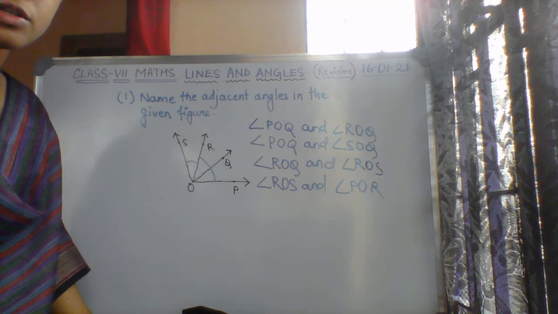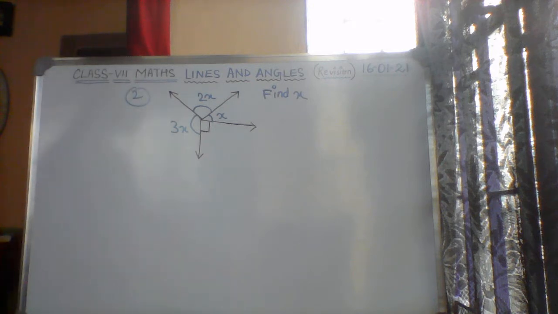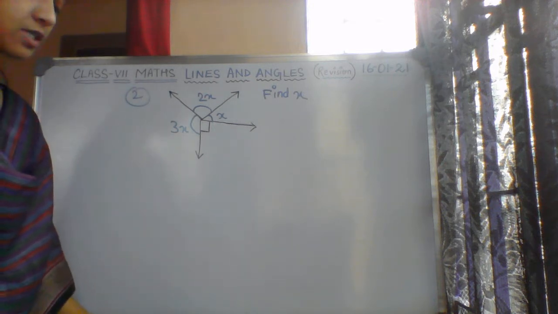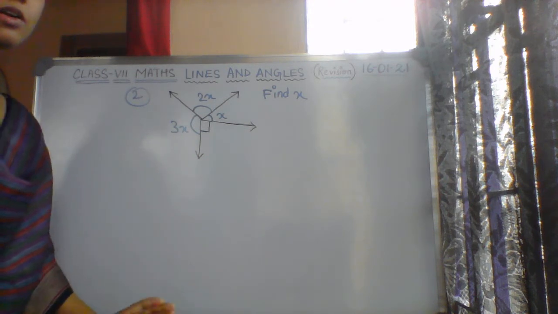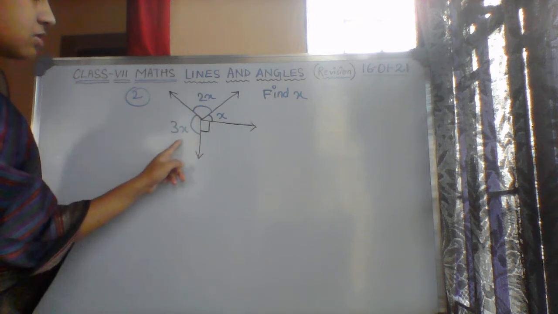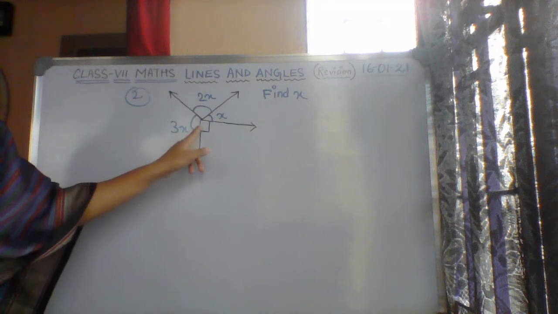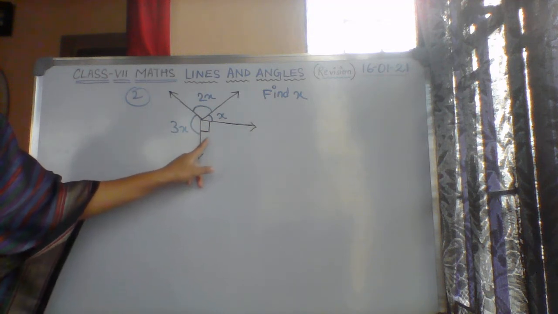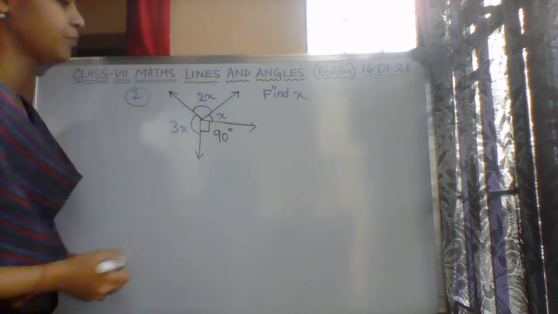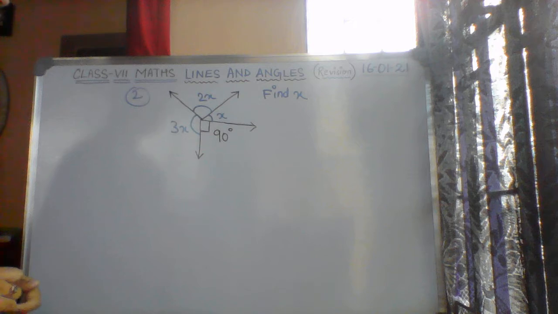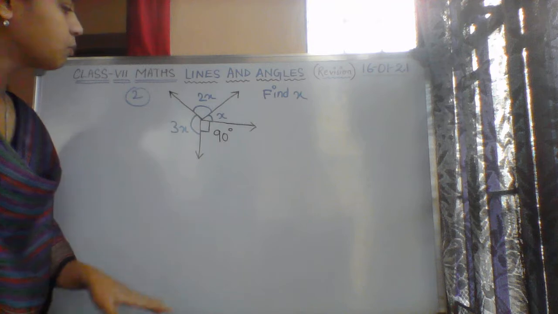Moving on to the next question. Now, the second question: this is the given figure and you are going to find the value of x. How can you find the value of x? Three angles are unknown to us, x, 2x, and 3x, because they have the variable. And this angle is known to us. What does this type of notation symbolize? Yes, this value is 90 degrees. So how can you find it? Because you cannot apply any vertically opposite angle concept over here.